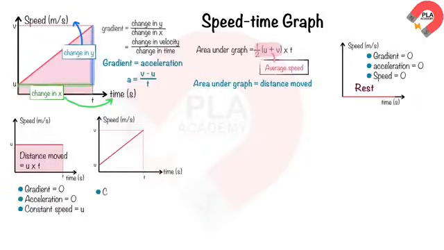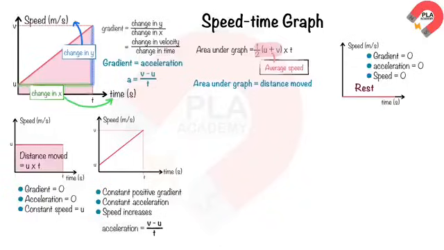A straight line graph with a positive constant gradient indicates the acceleration is constant, and the object is moving at increasing speed. We can find the acceleration from v minus u over t. And the distance moved is the area under the graph, which is half of sum of u and v times t.